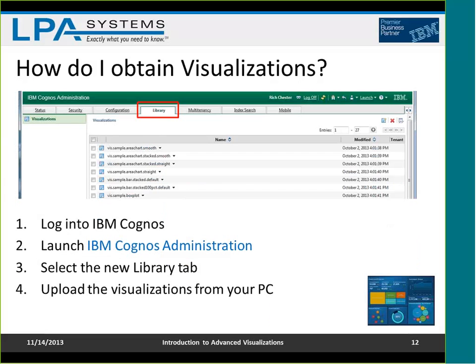Okay, I do that by going to the Cognos administration screens. So on the Cognos administration setup, you launch IBM Cognos administration if you're an administrator. There's a new tab, and that tab is called Library. And when you first install 10.2.1, it'll be empty. And there's an upload button, it's right there.